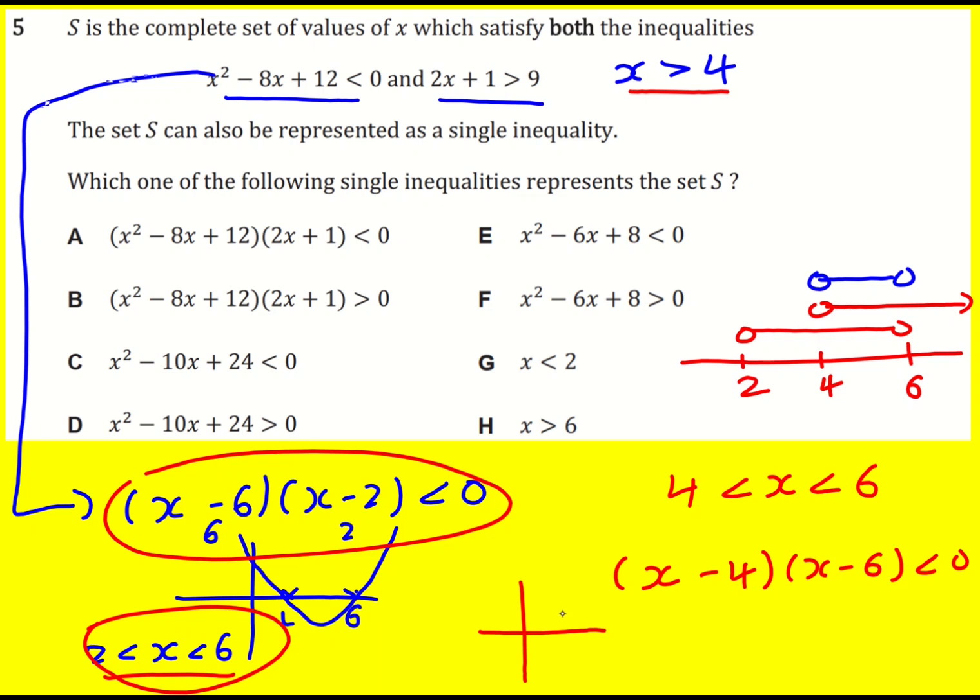Let me just sketch it out. 4, 6, it would look like this. Yes, it's below the x-axis between 4 and 6. And I'm just going to expand it out now. x squared minus 10x plus 24, that's meant to be 24, less than 0, which gives us our answer. It's going to be C.